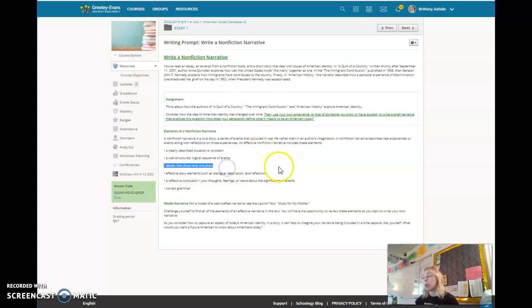Details that show time and place. You're also going to need effective story elements, like I mentioned, dialogue, description, those sensory details, and reflection at the end. Again, a reflexive conclusion. That includes your thoughts, feelings, or views about the significance of events. So what occurred? What does that show about America? What does that show about you as an American?